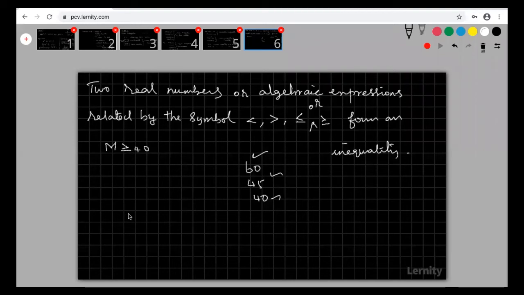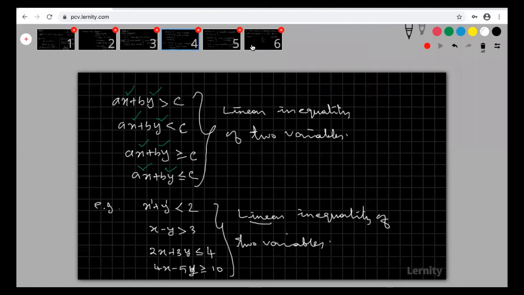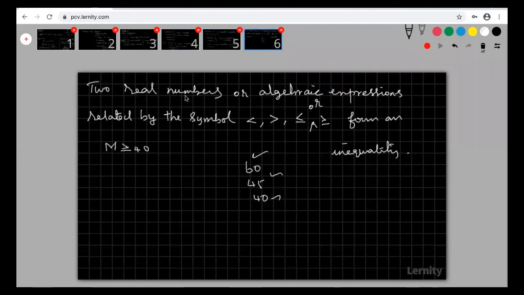Right. So now come to that. We have discussed what an inequality is and the definition of inequality. Two real numbers or algebraic expressions. For example, look at that. 5 less than 7. 8 less than 6. This is my inequality. Suppose I take x less than or equal to 2, y greater than or equal to 4. These are examples of inequalities.